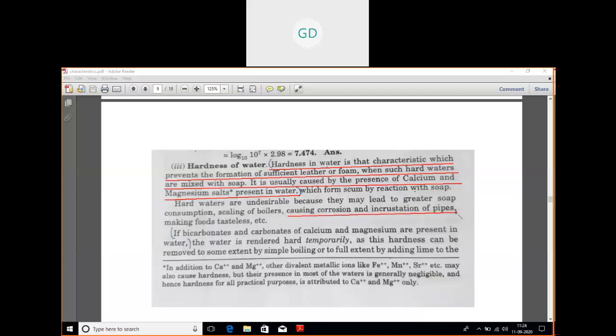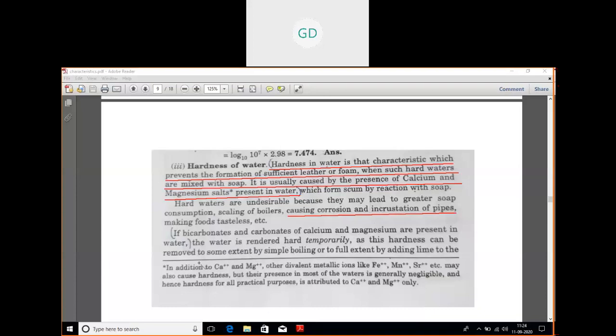Corrosion everyone knows, and incrustation I explained in the last class: in your pipe some white deposits are formed, so that incrustation of pipes can lower the life, the design period, of that pipe. Okay, and it can damage it.